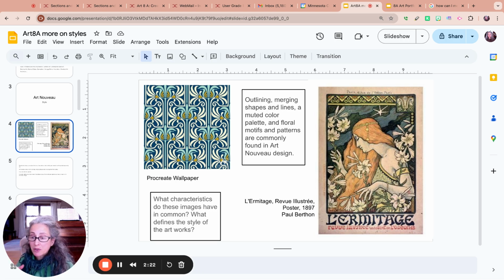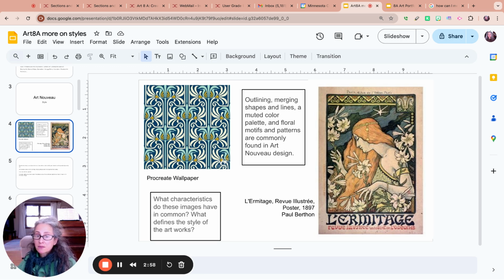So that's a wallpaper in the Art Nouveau style. And the other is a French poster by the artist Paul Berthon from the late 1800s. And the style was popular for a long time, actually, because I really do kind of correlate this style with even the 1920s and 1930s. So, what do they have in common?